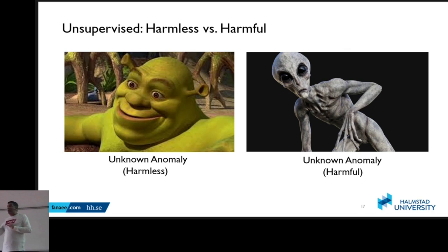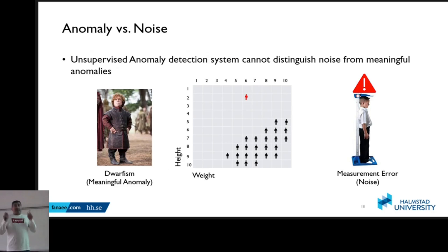But don't think that all unknown anomalies are harmful. We may have some cases where this guy is an unknown anomaly, but it is harmless, right? And then you should also differentiate between noise and anomaly. For instance, this guy is a meaningful anomaly if his height is very low but with a normal weight. But this also can be due to measurement error. For instance, the device that measures height can be problematic and provide a wrong input. So this is noise, and this is a meaningful anomaly.